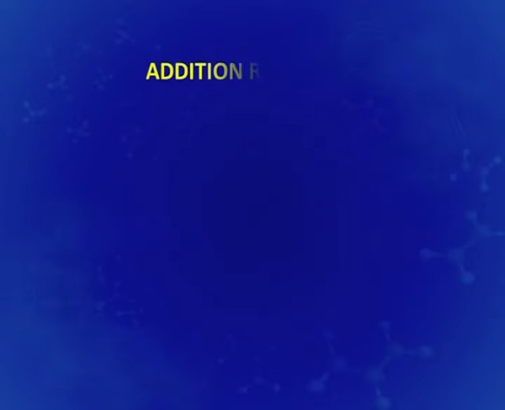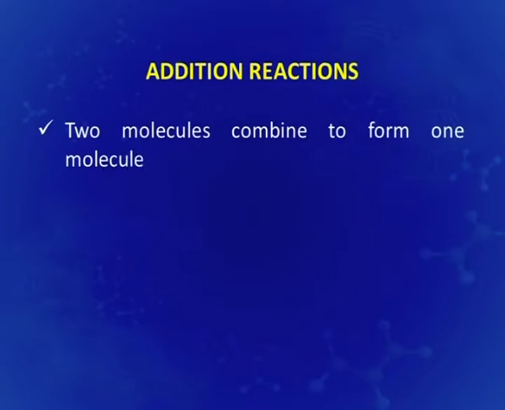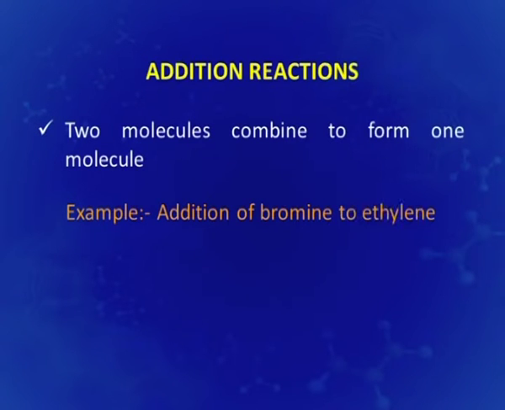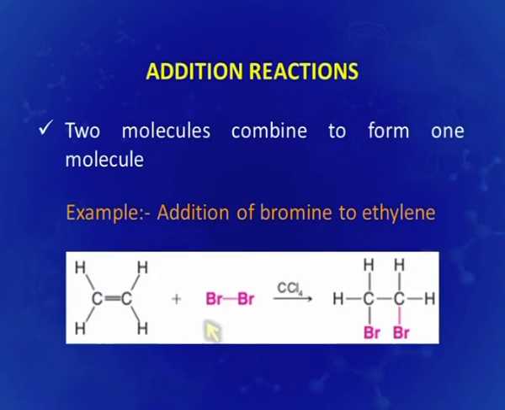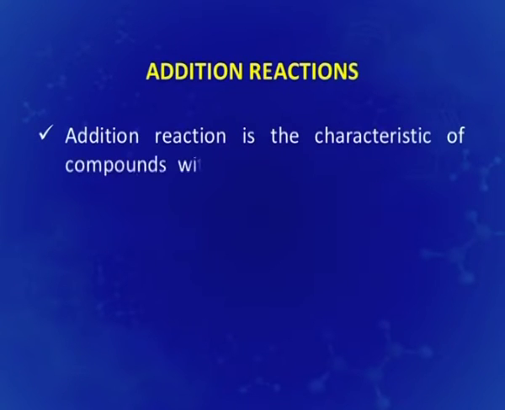The other type of reactions are addition reactions. In addition reactions, two molecules combine to form one molecule. For example, addition of bromine to ethylene, as shown in this reaction, Br-Br adds to the double bond and forms a dibromo compound. In fact, this type of reaction is a detection reaction for alkenes. And as said, this is a characteristic of compounds with multiple bonds. The addition of different molecules can take place to double bonds as well as triple bonds.